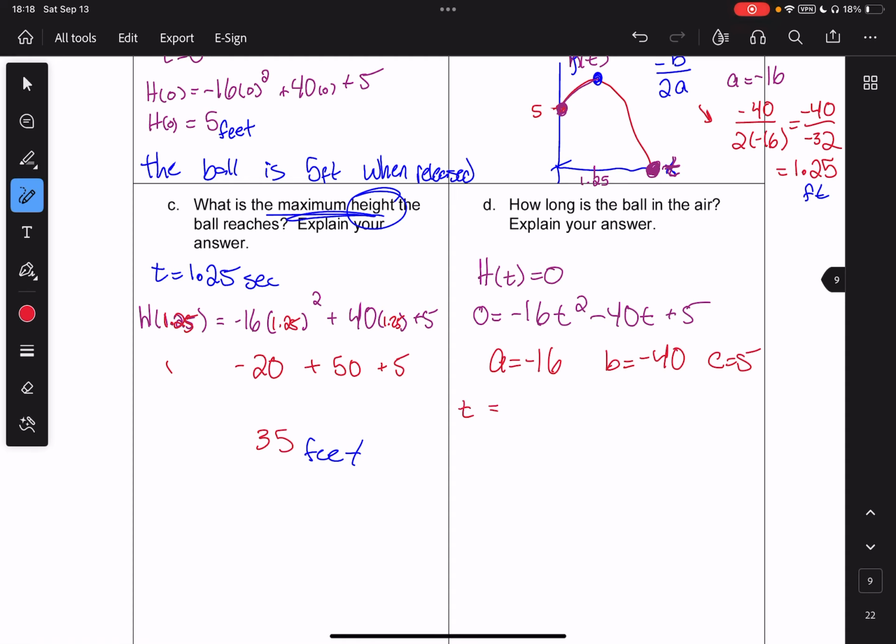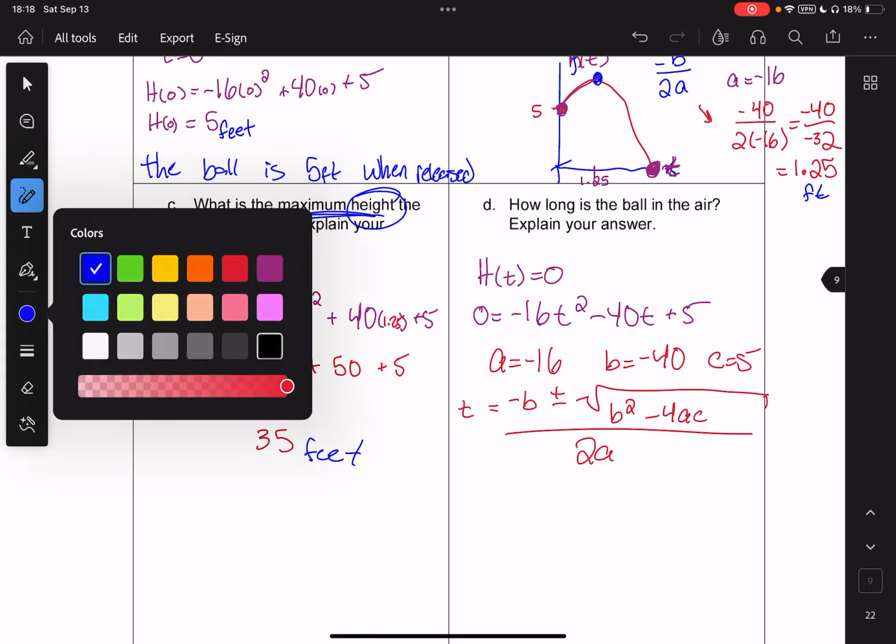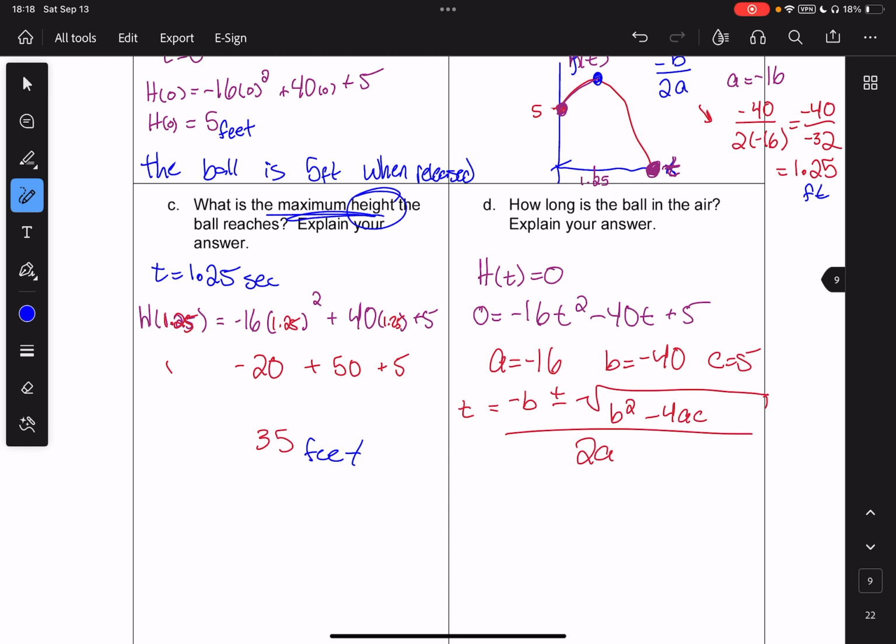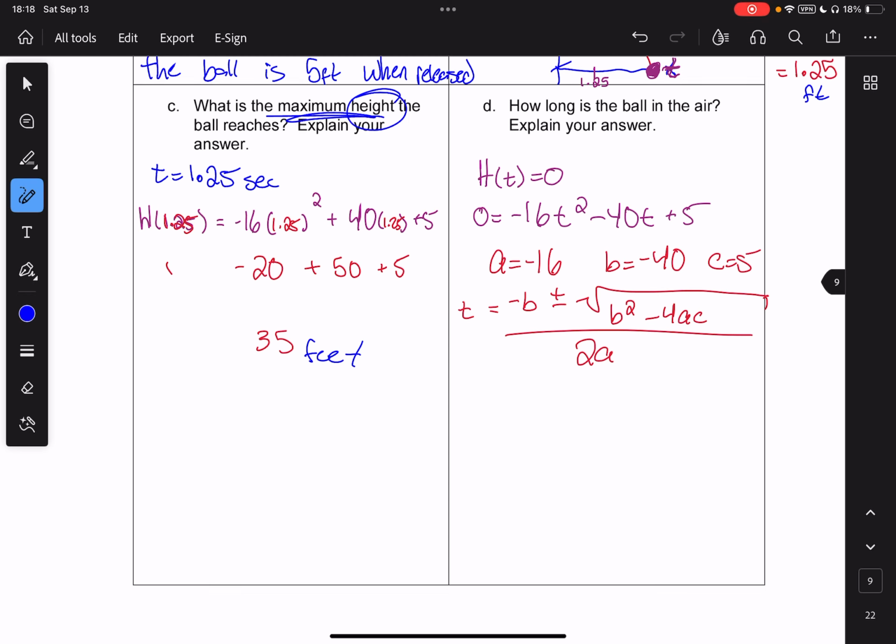T is equal to negative B plus or minus the square root of B squared minus 4AC all over 2A. You guys should be reciting this in your sleep now. I've said it so many times. And I hope you guys are following along and saying it too when I'm saying it.